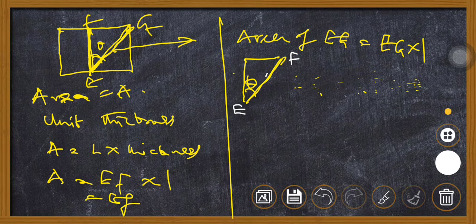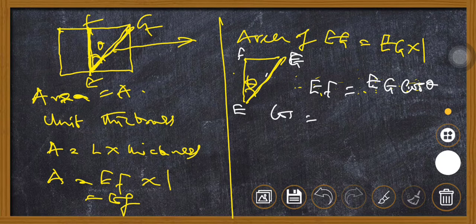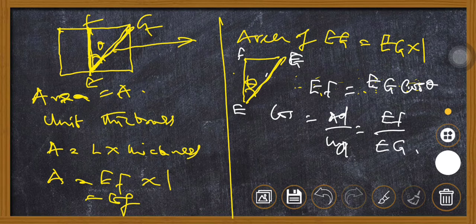Then we can easily find that my EF will be equal to EG cos theta. Sorry, this is F, this is G. That is my EF, EG cos theta, because cos theta is equal to adjacent over hypotenuse. Since the adjacent is EF and the hypotenuse is EG, from here we can easily make the formula whereby EF will be equal to EG cos theta.